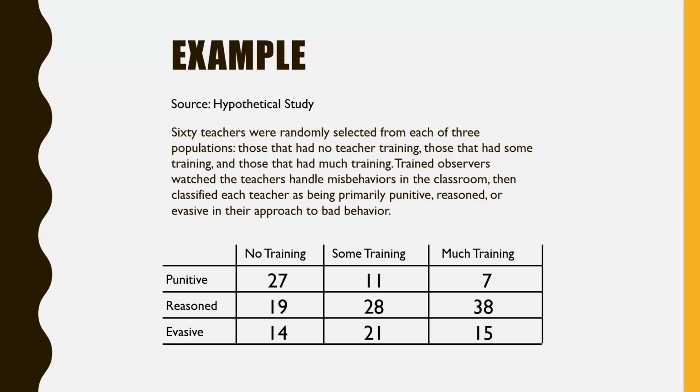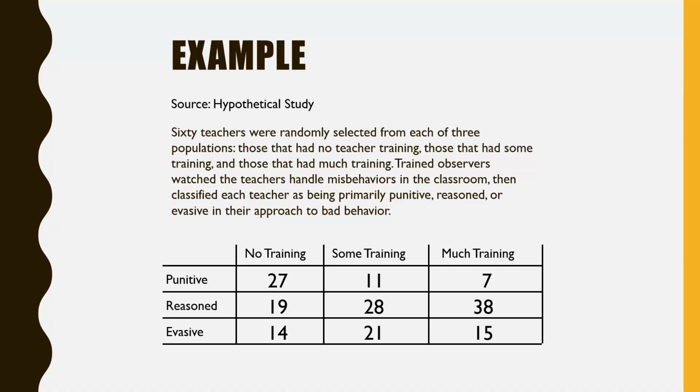This is a hypothetical study. 60 teachers were randomly selected from each of three populations: those that had no teacher training, those that had some teacher training, and those that had much teacher training. Trained observers watched the teacher handle misbehaviors in the classroom and then classified each teacher as being primarily punitive, reasoned, or evasive in their approach to bad behavior.